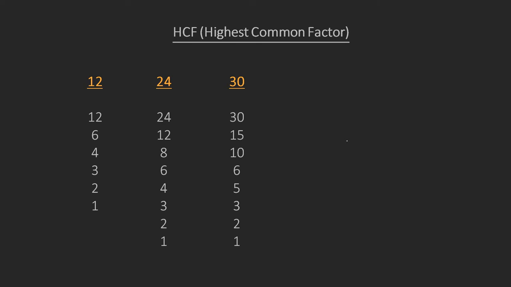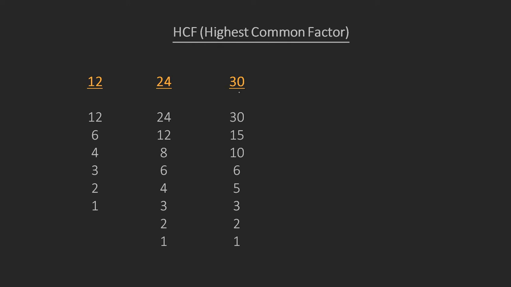Okay, let's begin with what we mean by HCF, or the highest common factor. And for that, we'll use this table. These three columns contain the complete list of factors of 12, 24, and 30 in descending order. The factors of 12 are 12, 6, 4, 3, 2, and 1. And then we have these for 24 and 30.